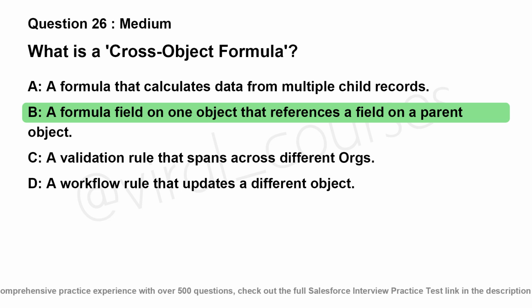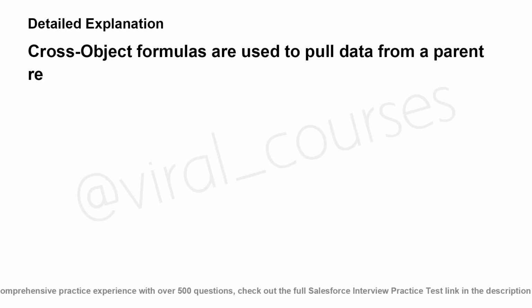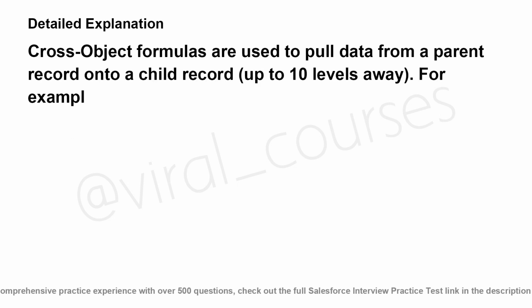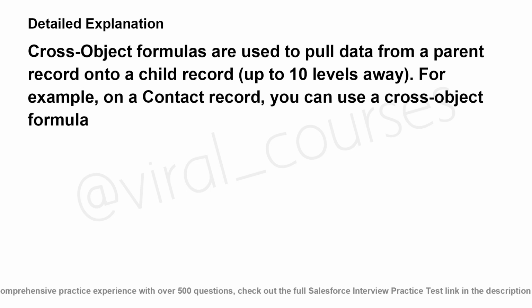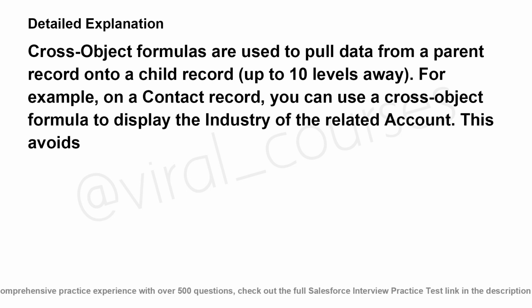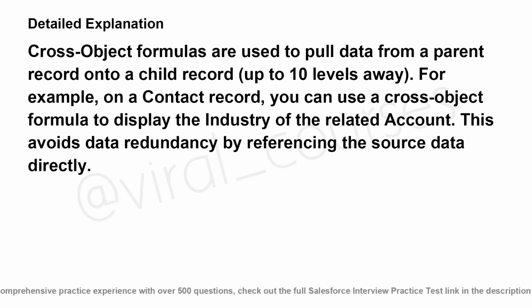The correct answer is B. Cross-object formulas are used to pull data from a parent record onto a child record, up to 10 levels away. For example, on a contact record, you can use a cross-object formula to display the industry of the related account. This avoids data redundancy by referencing the source data directly.